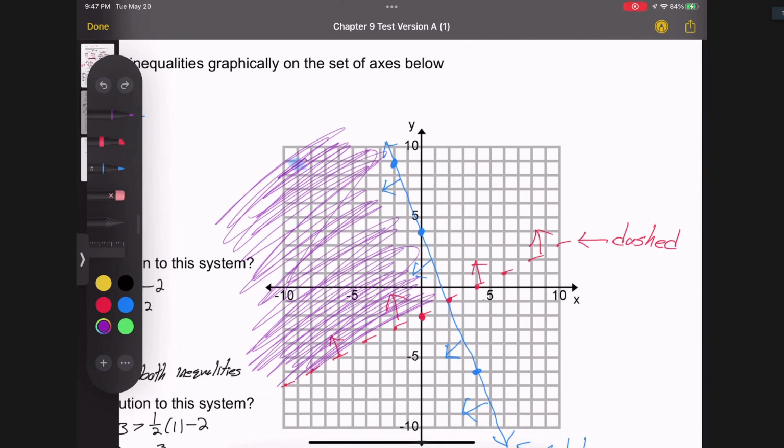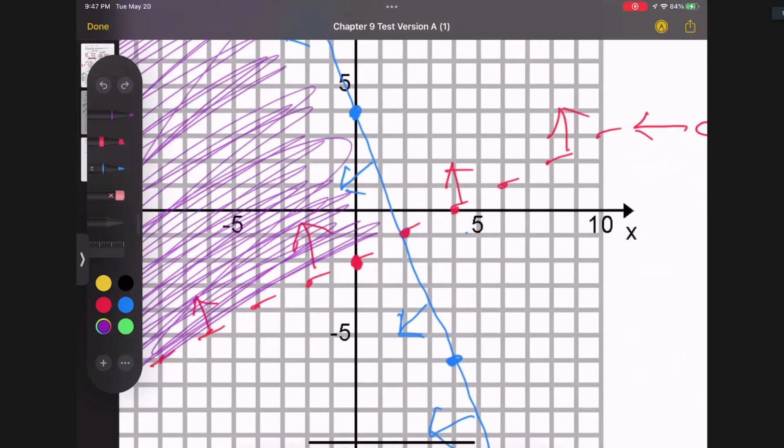Only the solution is going to be the overlap. That's why I was drawing these arrows. If you just draw the arrows, that is technically not incorrect. This is just a notation. This is just a guide for us to actually see where I'm supposed to shade.